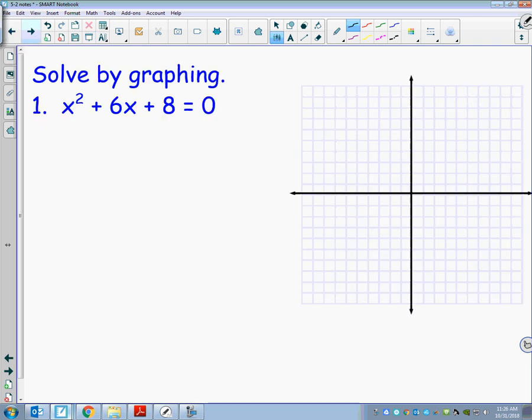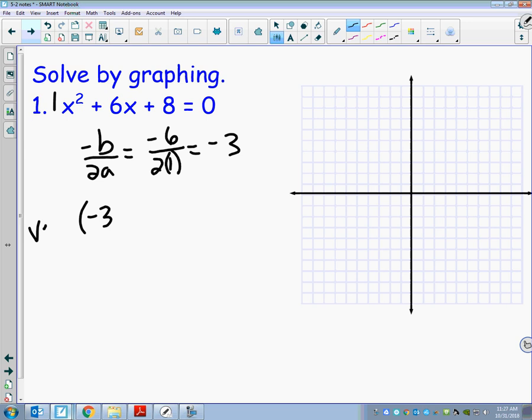It says solve by graphing x squared plus 6x plus 8. If you can find the vertex of this, there's nothing stretching or shrinking it, so we could use our 1-3-5 rule. You need to know the vertex starts with negative b over 2a. So that would be negative 6 over 2 times a, which here is 1, so that would be negative 3. For my vertex, I have to plug negative 3 back in to get the y value.